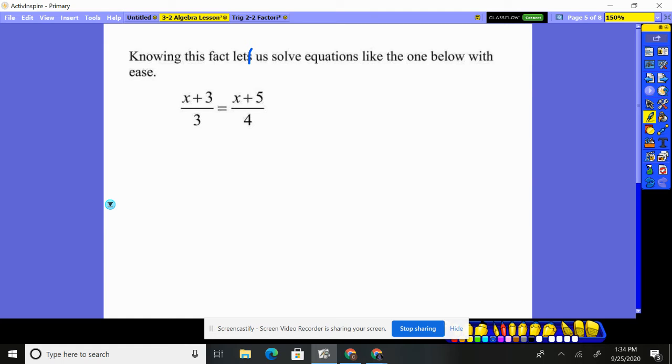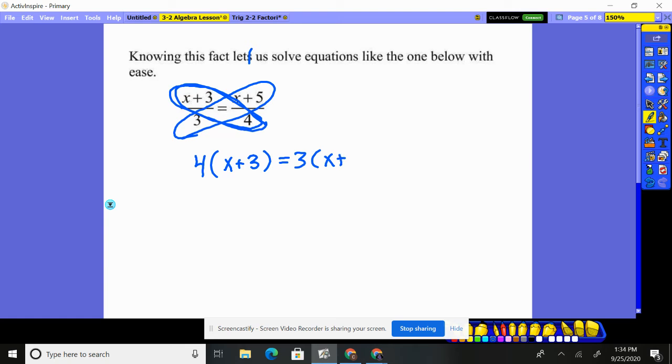So if I have two fractions equal here, which I do, I know these multiplied will equal those multiplied. And then we can solve for x, because otherwise you're just going to be plugging in numbers. It's going to take you all day long. So let's just use that little fact we have here. So I got 4 times that whole x plus 3. Now notice I put it in parentheses because it's 4 times the whole piece equals 3 times that whole x plus 5 piece.